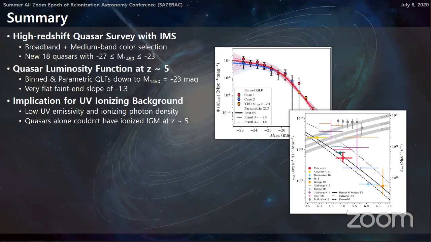Thank you very much, Yongjung. So we have a couple of questions. First of all, how did you calculate the 1 sigma envelope on the maximum likelihood luminosity function?